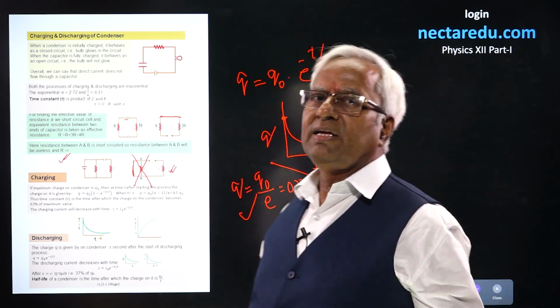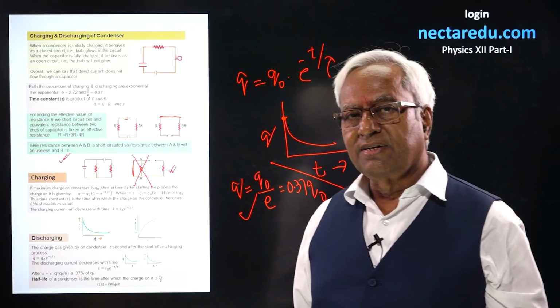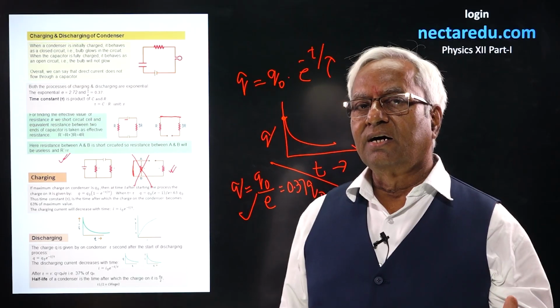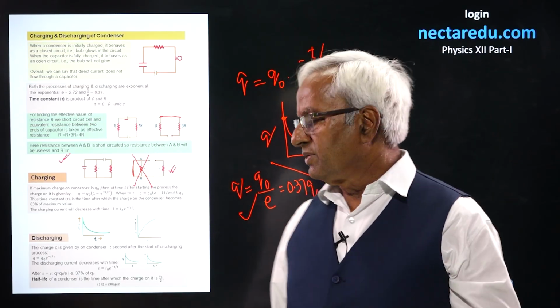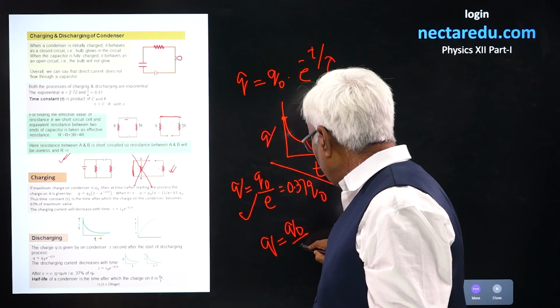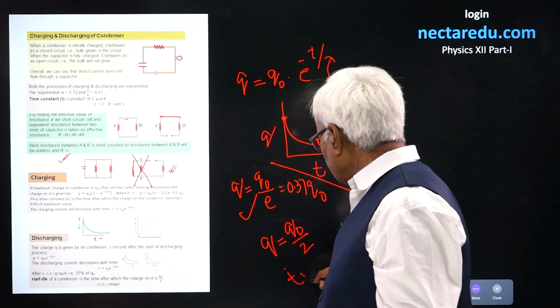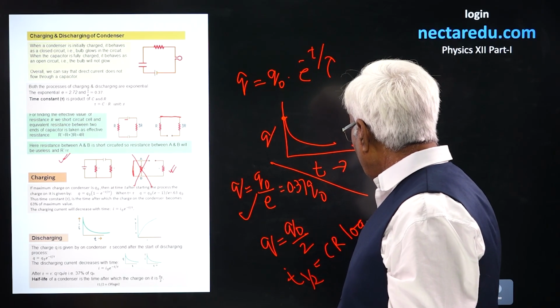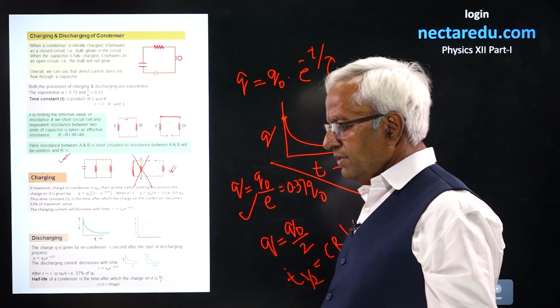Half-life time for a discharging condenser, listen again, half-life time for a condenser getting discharged is the time after which the charge on it becomes half of the maximum value. And if you want to find this value, half-life time, this is going to be CR log 2 to the base e.